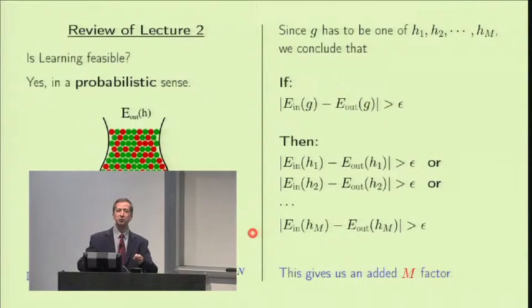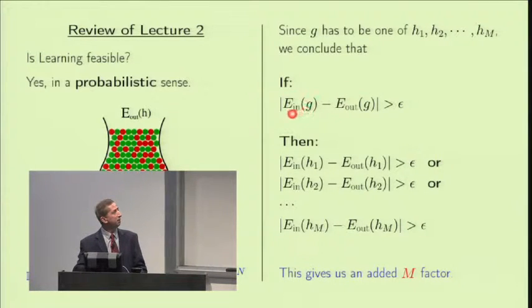And when one of the hypotheses is bad, if we are further unlucky, and this is the hypothesis we pick as our final hypothesis, then E in will not track E out for the hypothesis we pick. So we need to accommodate the case where we have multiple hypotheses. And the argument was extremely simple. g is our notation for the final hypothesis. It is one of these guys that the algorithm will choose.